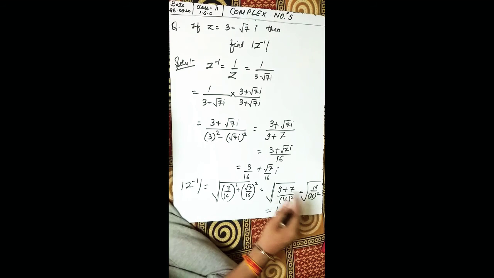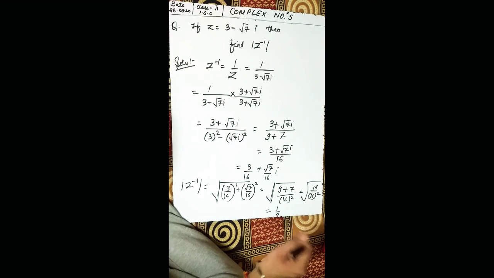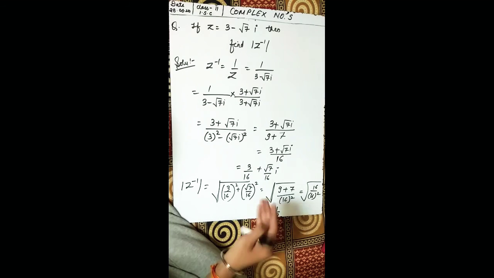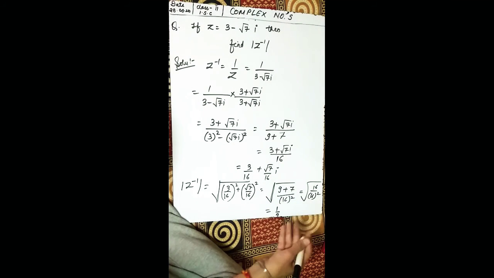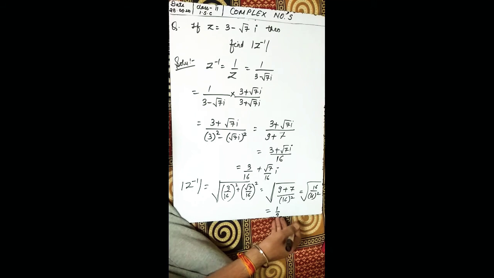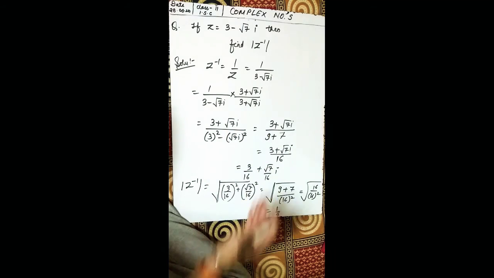We won't write under root of 1 upon 16 as plus minus 1 upon 4. Why? Because this is the absolute value. So absolute value is in positive terms, so that is why 1 upon 4 is the absolute value of z inverse. Okay.